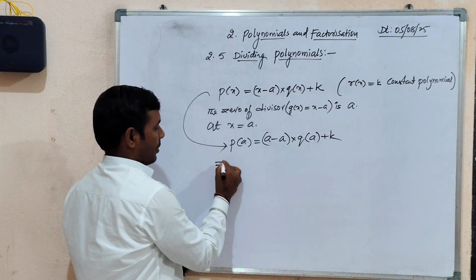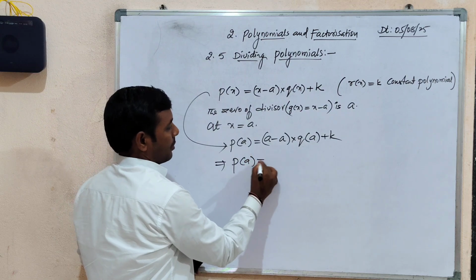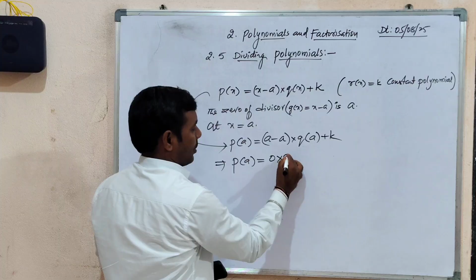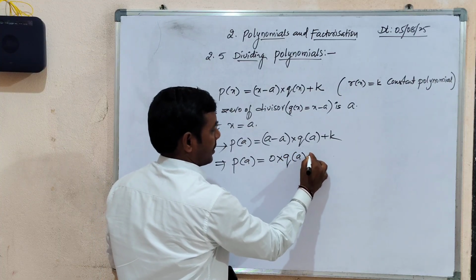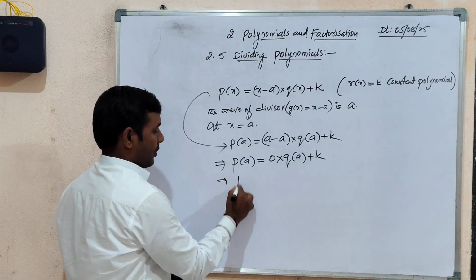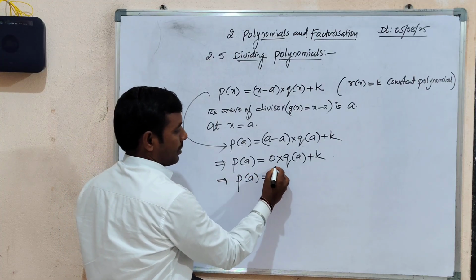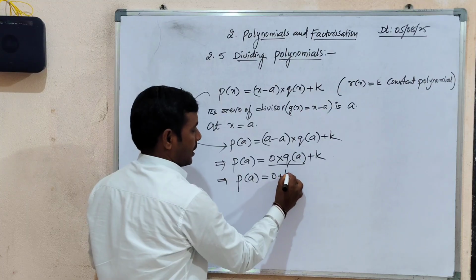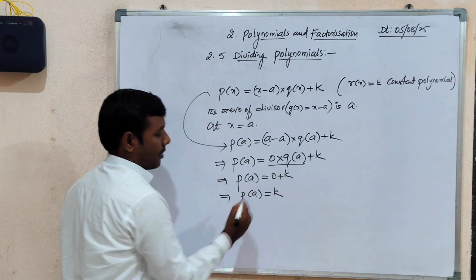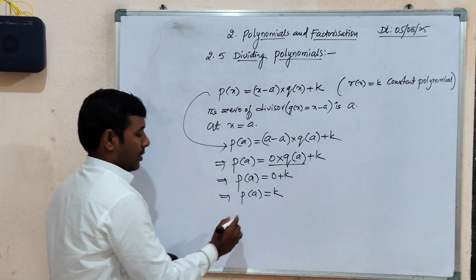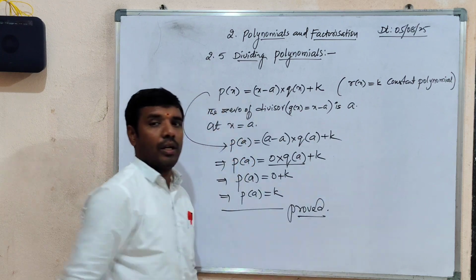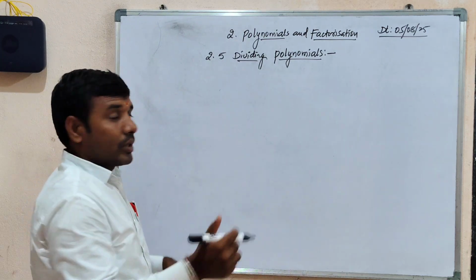Now P of a is equal to a minus a, 0. 0 into q of a, which is q of a, plus k. Next step, P of a is equal to, this total term is 0, 0 plus k. Now P of a is equal to k. Yes. Proved. Right? Okay, students.